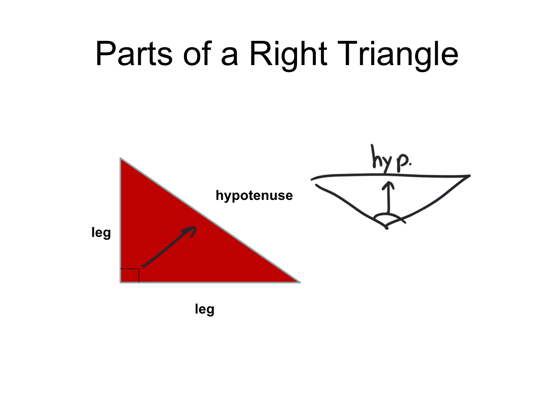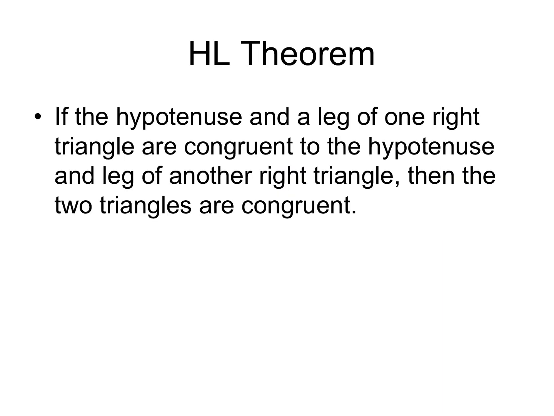So that is always true no matter the triangle. For a right triangle, the hypotenuse is always going to be across from the 90-degree angle. The HL theorem is: if the hypotenuse and a leg of one right triangle are congruent to the hypotenuse and leg of another right triangle, then the two triangles are congruent. Now the keywords right here are right triangle.